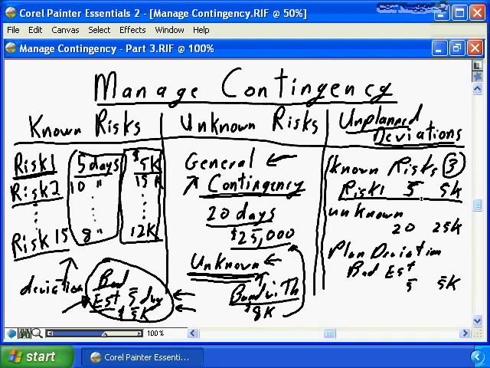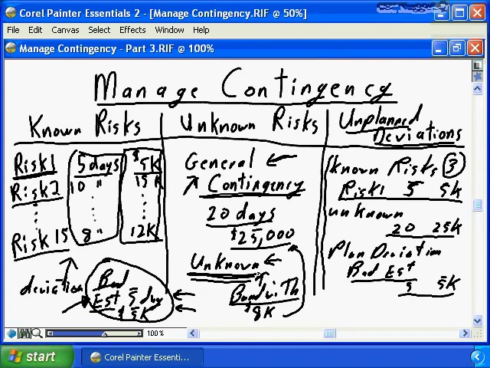Do not start to use up your project contingency simply because you have planned deviations, you have bad estimates, you have resources that are late joining the project. There's all kinds of ongoing project delivery challenges that's going to result in planned deviations that are not related to risk. But we do have this unknown, the 20 days, the $25,000. As I suggest, it should be reserved for unknown risks and consumed when unknown risks are realized.